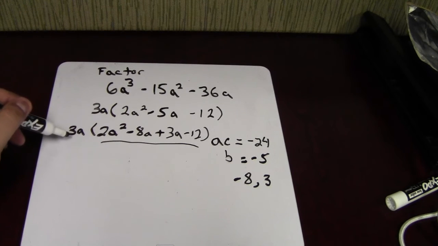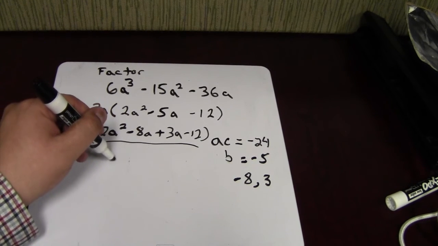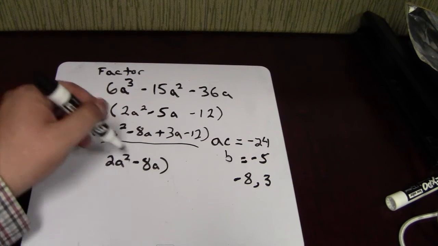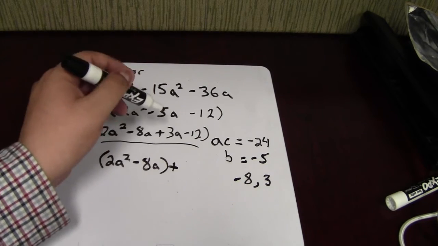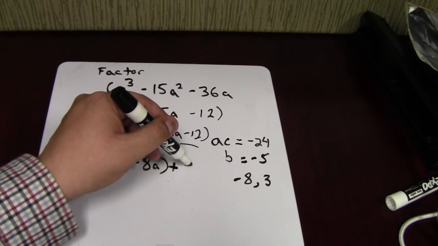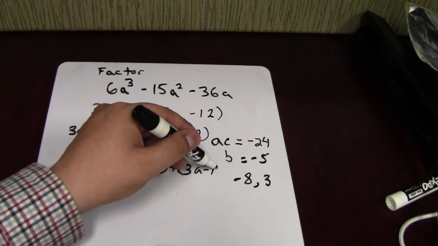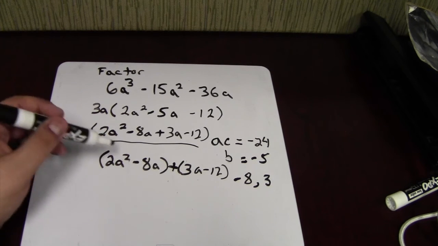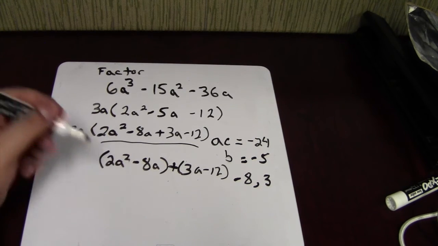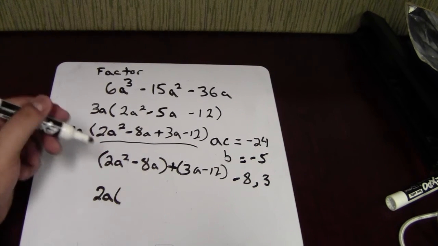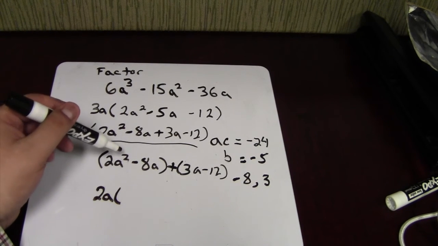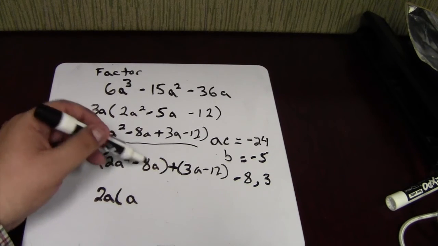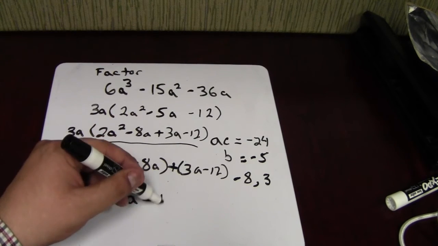So let's not forget that we had this here. Looking at this, we'd have 2a squared minus 8a. We could group that together. And then we would have plus 3a minus 12. Well, we see in this part here, we can factor out a 2a out of this. And that would leave me with a here, a, okay? And that would leave me with 4 here, a minus 4.